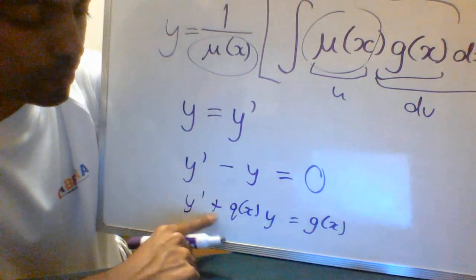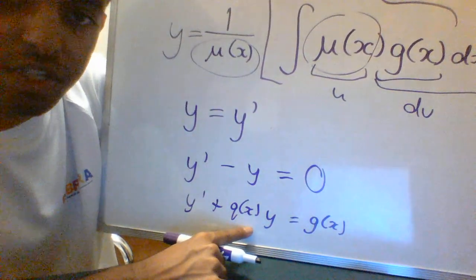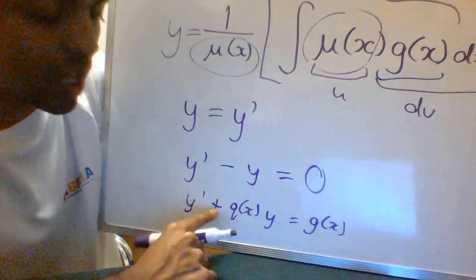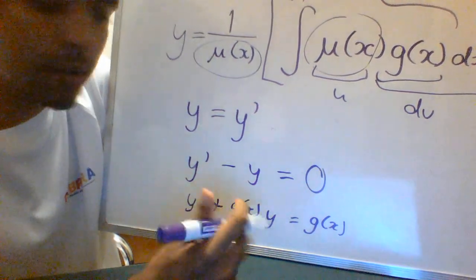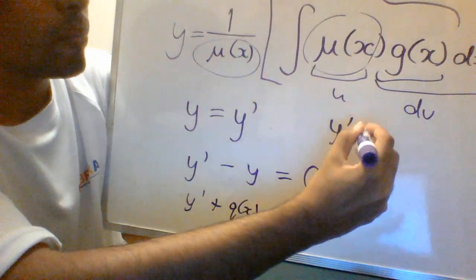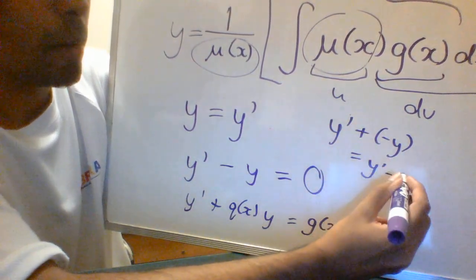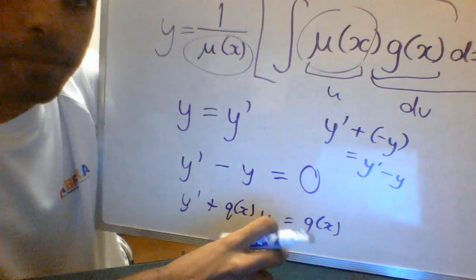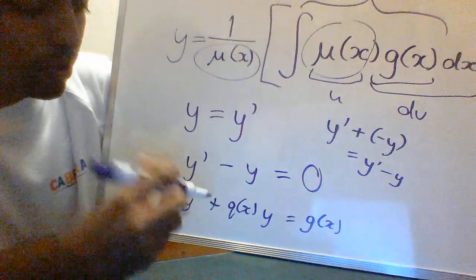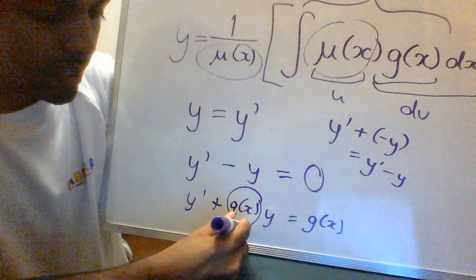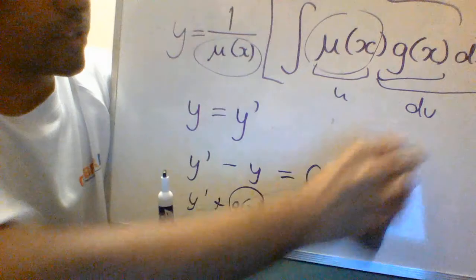Alright? Y prime plus -1 times y. -1 times y is just negative y. Y prime plus negative y is just the same thing as y prime minus y, right? So that means that we know q of x right here is just negative 1. Alright? So I'm going to write that down over here on the side.